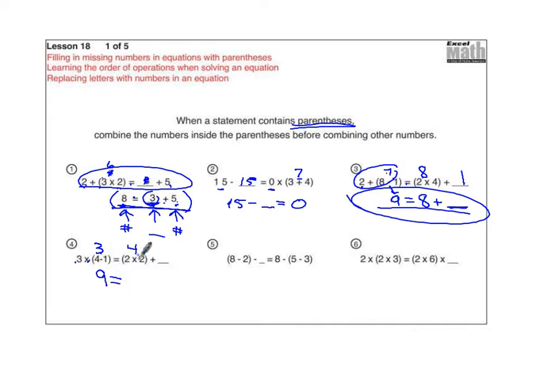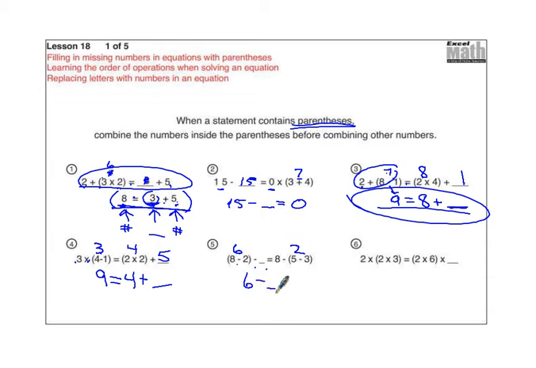Equals. Can I combine the 4 and the blank? No. 4 plus blank. Good. What goes in the blank? 5. 5 is the answer. Okay, what am I doing first here on number 5? Parentheses. 8 minus 2 is? 6. 5 minus 3 is? 2. Okay, can I combine the 6 minus blank together? No.